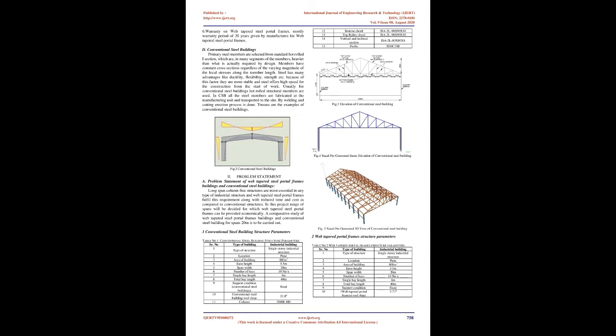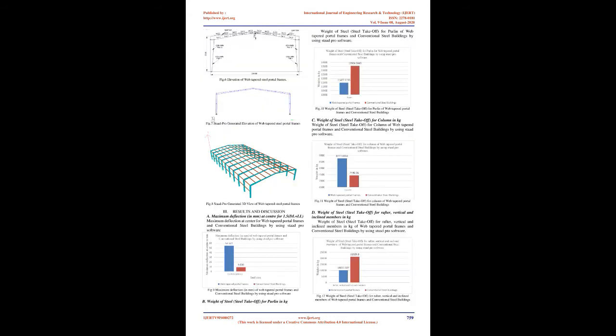Conventional steel buildings. Primary steel members are selected from standard hot-rolled I sections, which are, in many segments of the members, heavier than what is actually required by design. Members have constant cross-sections regardless of the varying magnitude of the local stresses along the member length.